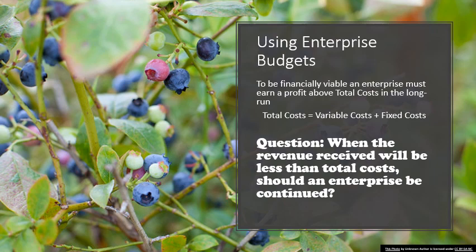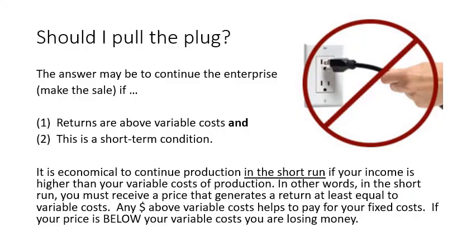So how do you use this enterprise budget information? One key thing to understand is that in order to be financially viable, an enterprise has to be able to earn a profit above its total cost in the long run. And your total costs, I just want you to remember, are your variable costs and your fixed costs. So it's important to have a handle on those. But one question is, when the revenue that you're going to receive will be less than total costs, should an enterprise be discontinued or should it be continued? How do you know when to pull the plug on an operation?